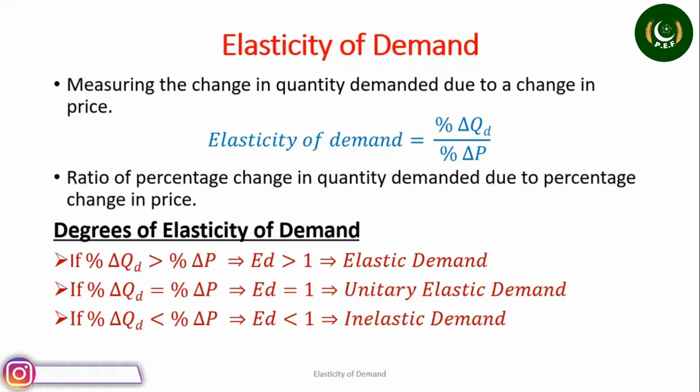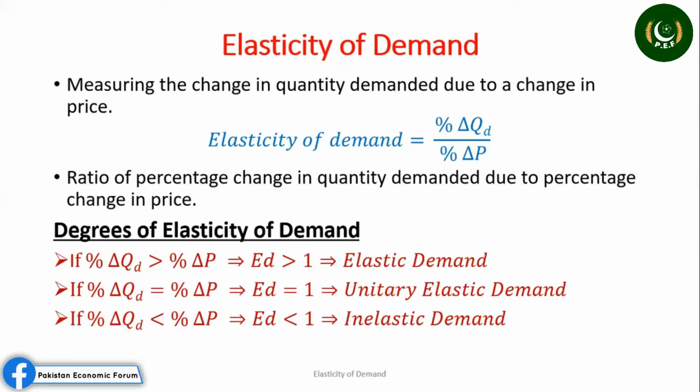And if the reaction of quantity demanded is smaller than the change in price in percentage form, the absolute value of elasticity of demand is less than 1, which we call inelastic or less elastic demand. Whereas if the change in both is equal in magnitude, then the absolute value of elasticity of demand will be equal to 1, called unitary elastic demand.